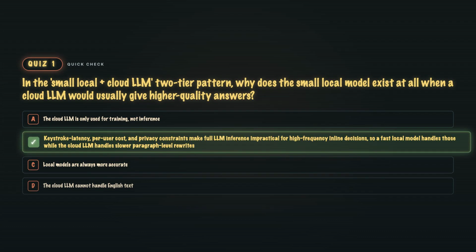B. Grammarly's local grammar model, ambient scribing's local extractor, and every phone keyboard's on-device suggester all exist because latency, cost, and privacy dominate the product-level constraints, even when the LLM would give slightly better answers offline.